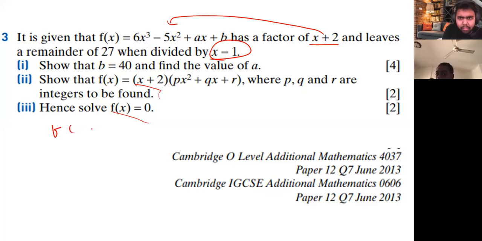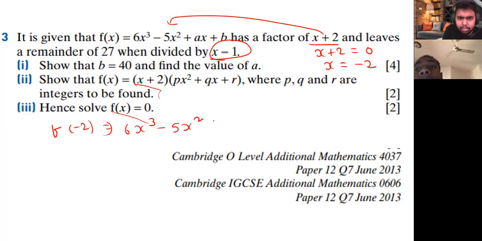f(x), when I put x plus 2 is equal to 0, so x would be equal to -2. As the question says that x plus 2 is a factor of this function, when I put -2, then 0 is going to come. That means f(-2), when I put in this function, I'll get 0.